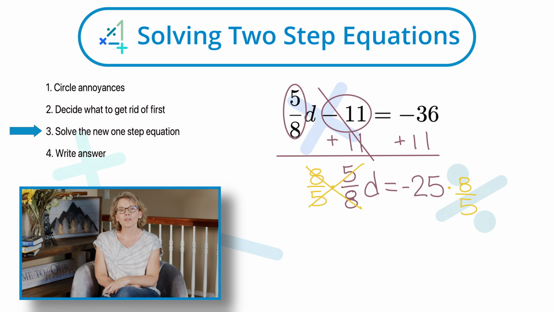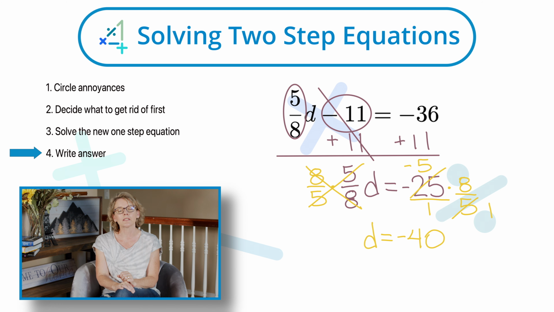Now let's remember our multiplication of fractions. -25 times 8/5. I like to put the whole number over 1 to see it better. Slash anything that can be divisible on the top and the bottom. I see the -25 and the 5 here that are both divisible by 5. Slash -25 divided by 5 equals -5. So now it's a -5. Then 5 divided by 5 equals 1 here. Multiplying across the top is -5 times 8 equals -40, with just a 1 on the bottom for a final answer of D equals -40.